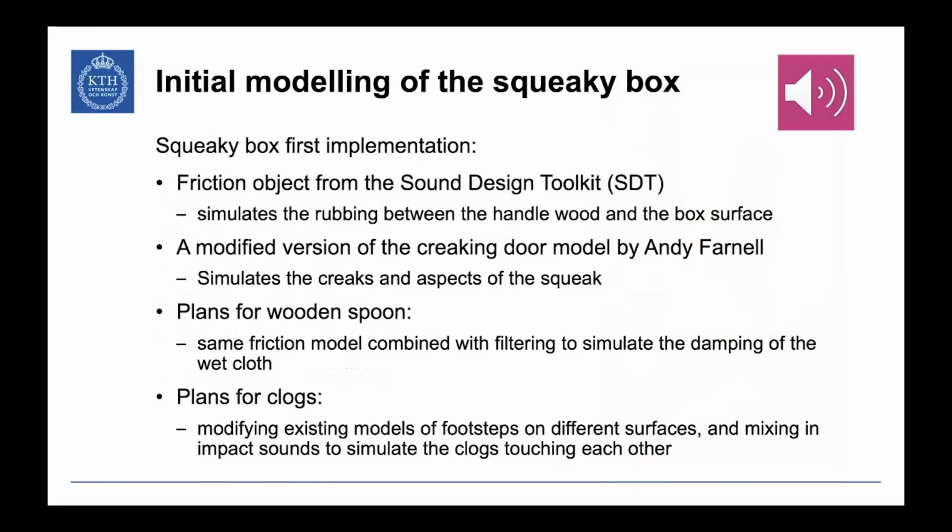At the time of writing this article, we have developed an initial modeling of the squeaky box. Here is an example of the sound.